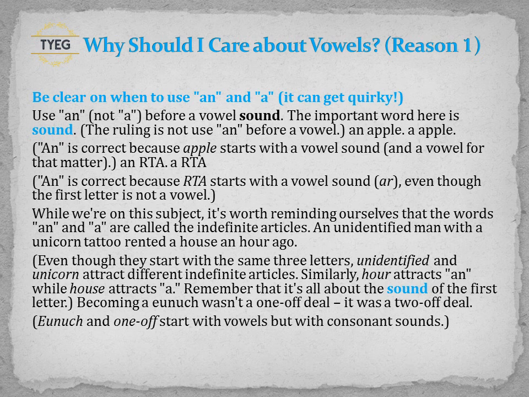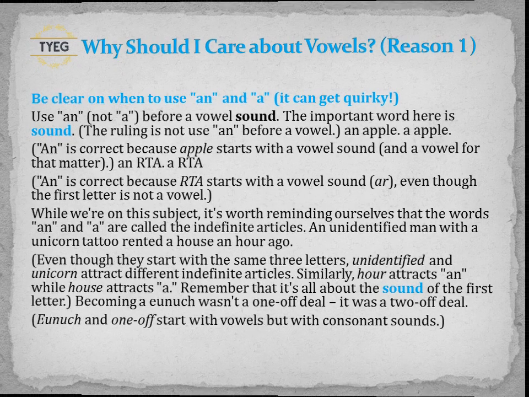While we're on this subject, it's worth reminding ourselves that the words an and a are called the indefinite articles. An unidentified man with a unicorn tattoo rented a house an hour ago. Even though they start with the same 3 letters, unidentified and unicorn attract different indefinite articles. Similarly, hour attracts an and house attracts a. Remember that it's all about the sound of the first letter. Becoming a eunuch wasn't a one-off deal, it was a 2-off deal. Eunuch and one-off start with vowels but with consonant sounds.